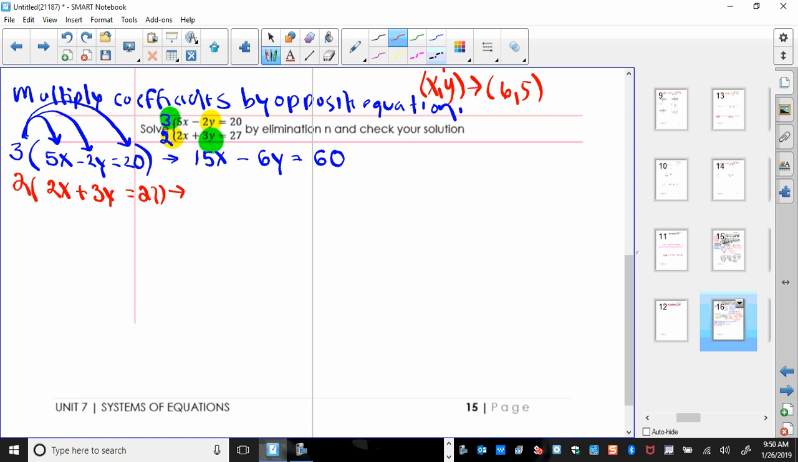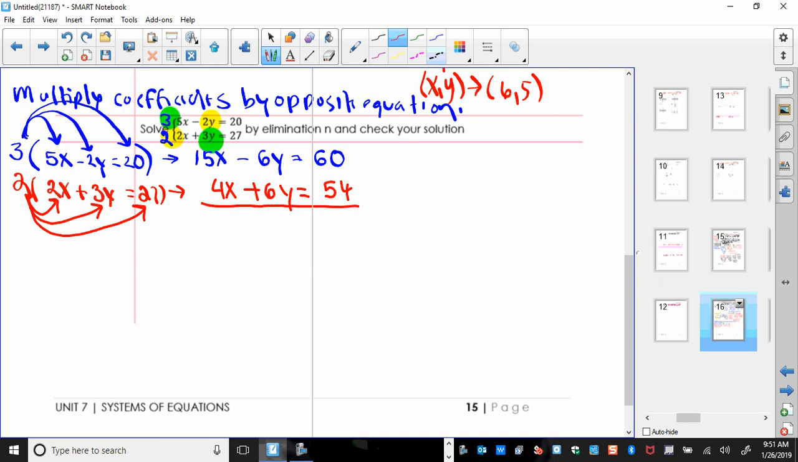Now we're going to go to the bottom and do the same type of process. 2 distributes to 2x first. So 2 times 2 is 4, and the x follows along with it. 2 times 3y, so 2 times 3 is positive 6, and the y carries along with it. I bring my equal sign over. Then 2 times 27 equals 54.